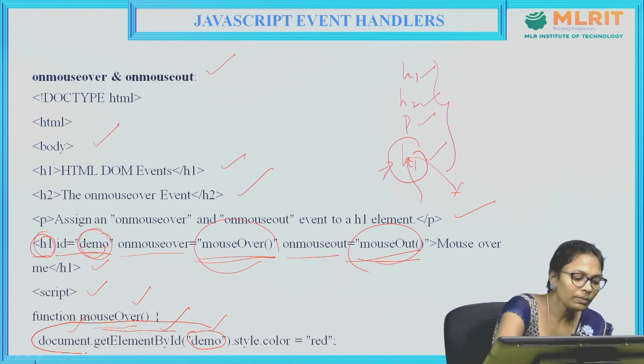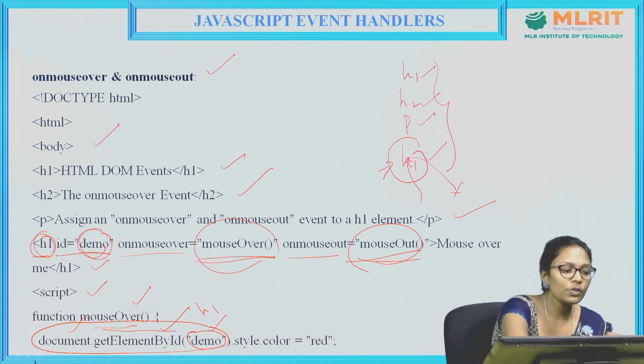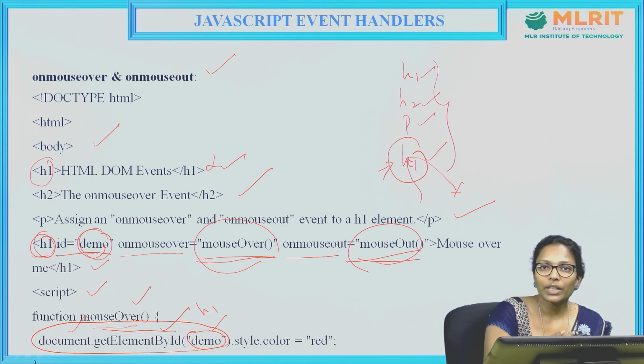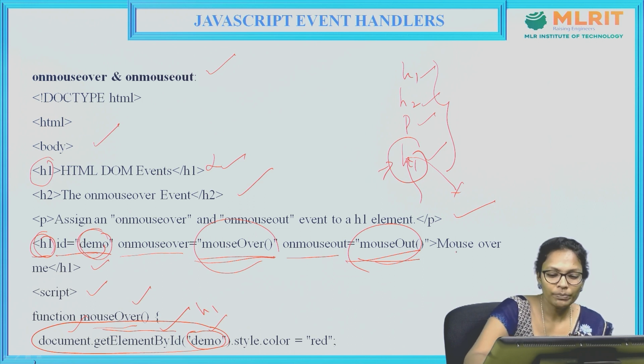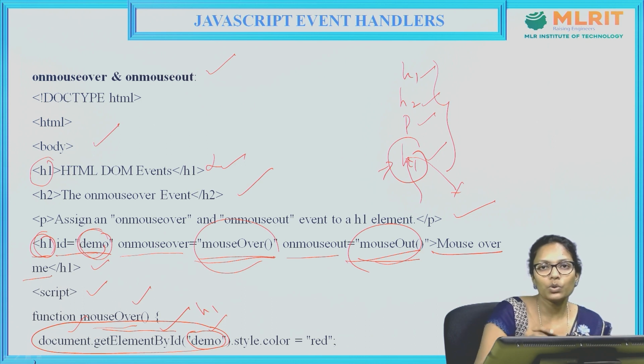It will give the tag H1. The second H1, not first H1. Why? Because for the first H1 I didn't give any ID, right? So it will only retrieve the content which is there at the second H1. What is this second H1? Mouse over me. The content is mouse over me.